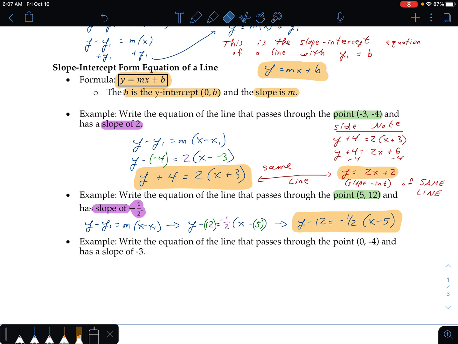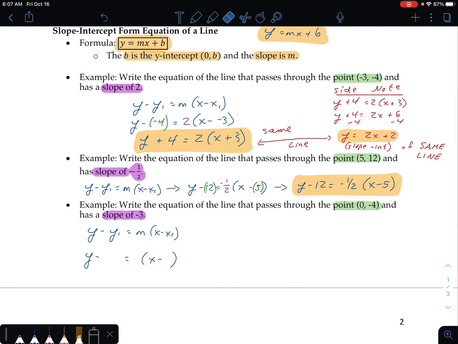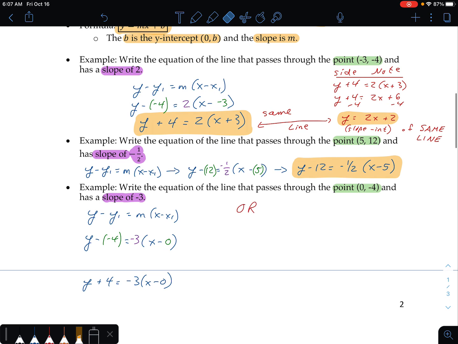Okay, and now we look over here, write the equation of a line that passes through the point 0, -4. So let's say we were to say, well, there's our point and there's our slope, -3. If we were to try to write it in this form, we could. It would look a little weird, but we could, because we leave our blanks. Our y value is -4. Our x value is 0, and our slope is -3. Now, we let that drop down, and that's our equation.